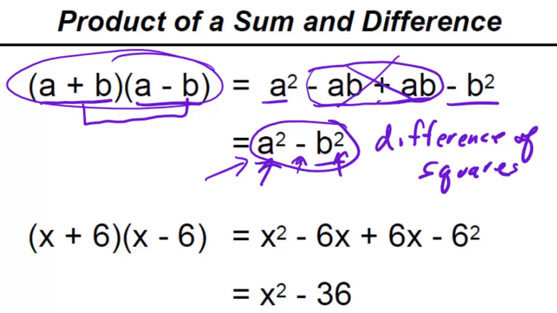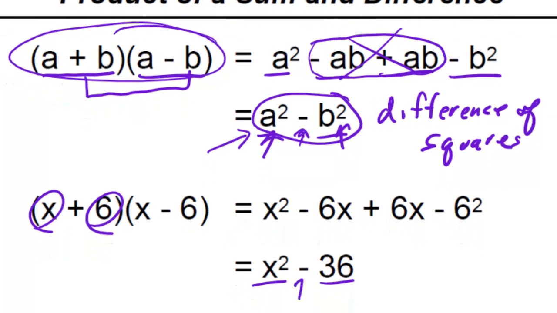So down here you can see the pattern is super simple. Take the first one, square it, take the second one, square it, and the calculation in between is always a subtract. It's never going to be a plus. And we're done with that one.